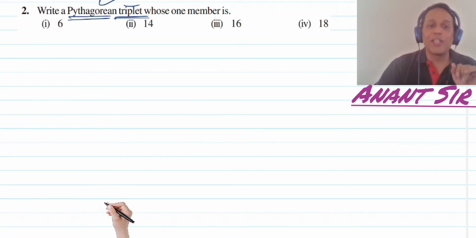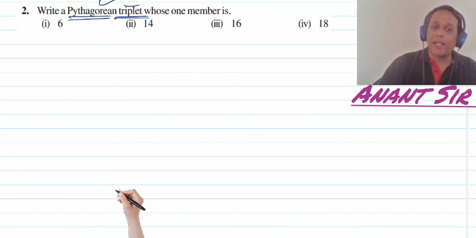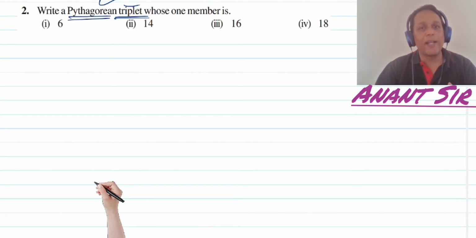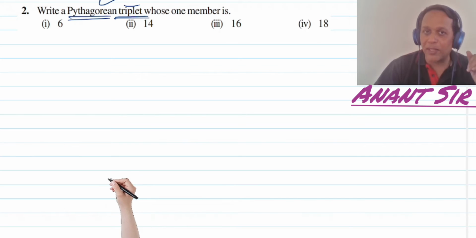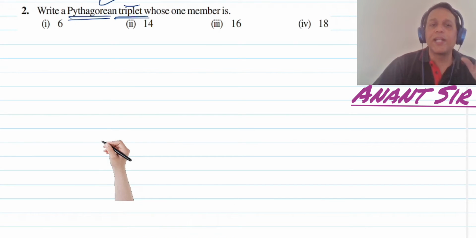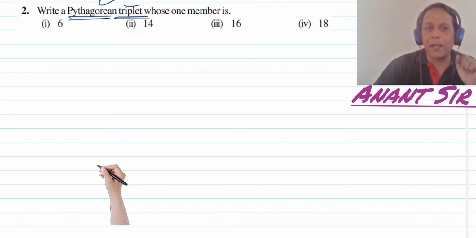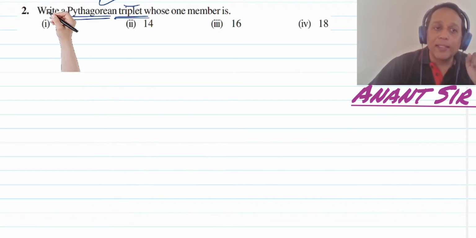Hi friends, in this video we are going to see what is a Pythagorean triplet, and if we know one member of a Pythagorean triplet, how to find the other members. Okay, so first thing, what is a triplet? Triplet is a group of three numbers. Okay, that is called a triplet. Now what is a Pythagorean triplet?